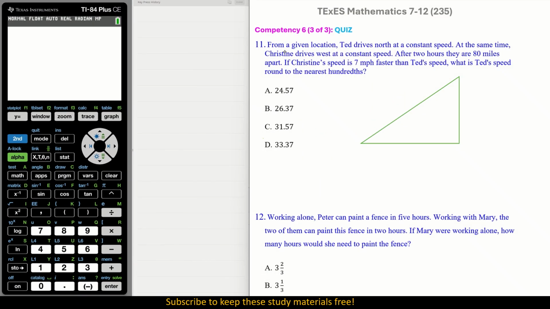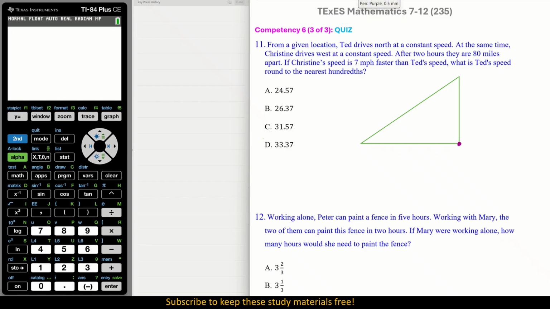Number 11. From a given location, Ted drives north at a constant speed. At the same time, Christine drives west at a constant speed. After 2 hours, they are 80 miles apart. If Christine's speed is 7 miles per hour faster than Ted's speed, what is Ted's speed rounded to the nearest hundredths? Okay, so we have Ted and Christine starting out here.